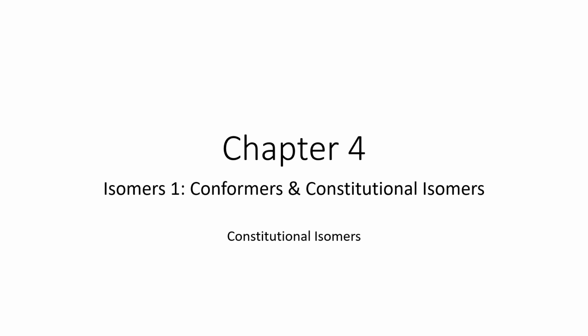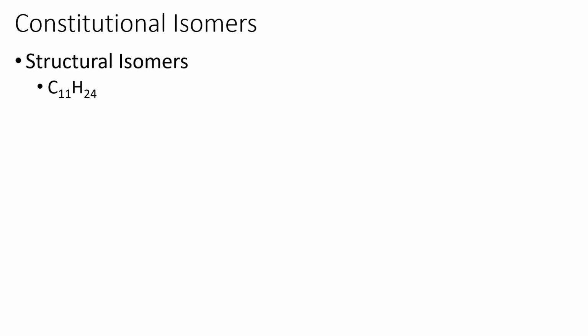So in this last portion of Chapter 4, we're going to talk about those constitutional isomers. Remember, constitutional isomers are our structural isomers, where they have the same formula, but they have different connectivities. So we're actually going to rearrange all of our atoms in different connecting orders. To give you an example, here's an example for C11H24, where we have 11 carbon atoms and 24 hydrogens. And there are going to be a ton of ways that we can draw this structure that would be considered our structural isomers.